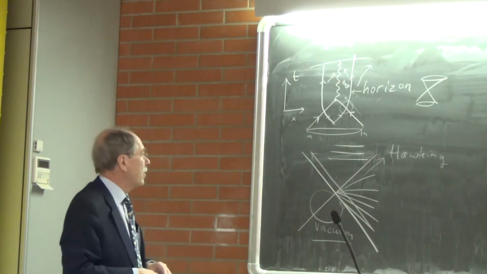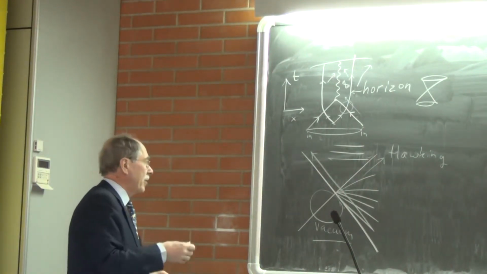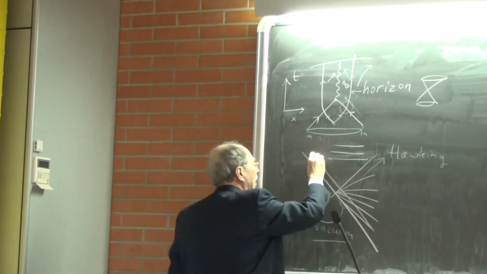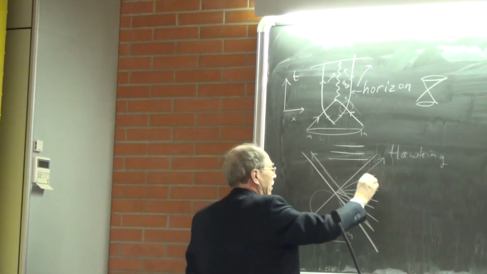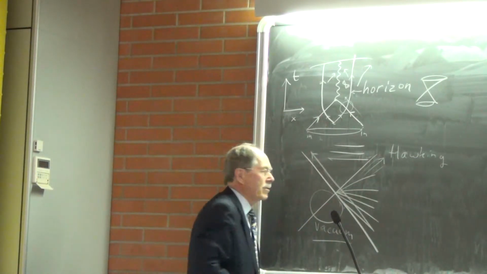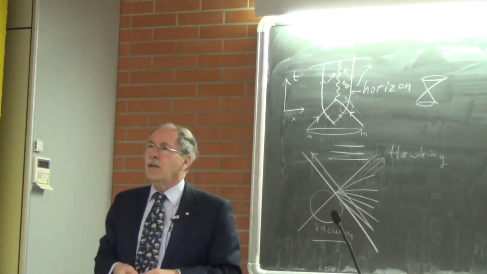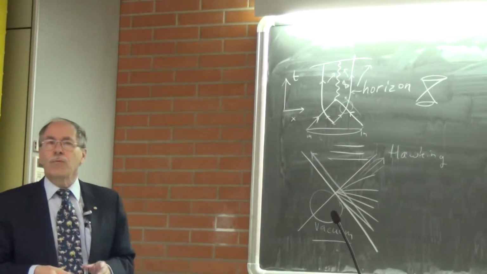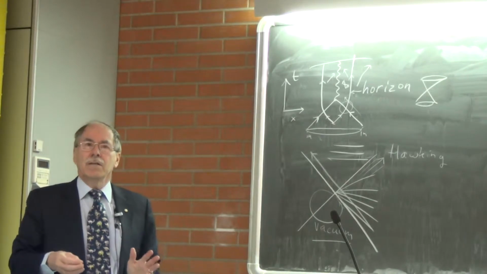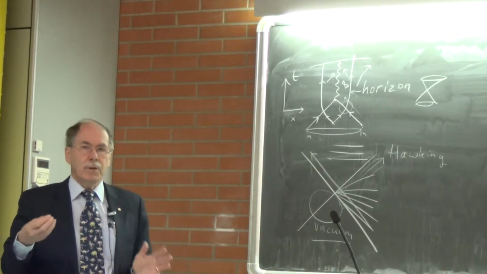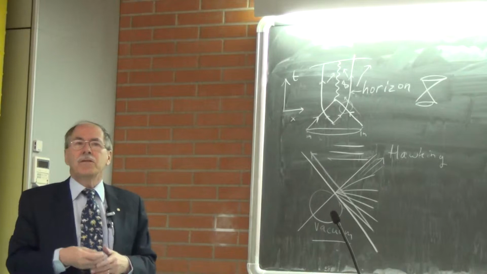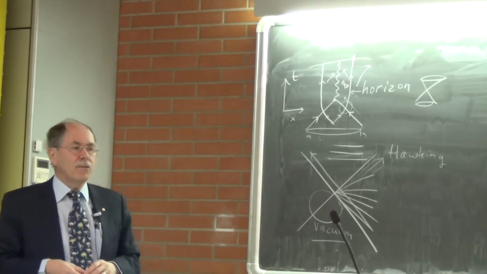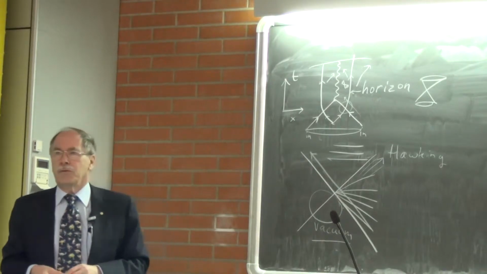I'll postpone it. But the question is, if I let things go in, if I modify the ingoing particles here, what effect would that have on Hawking particles? When you do the calculation, you find there's no effect whatsoever. The Hawking particles form a perfect thermal spectrum. Perfect thermal spectrum, what does it mean? It means that it obeys exactly the Boltzmann distribution, and you see no deviation from Boltzmann distribution.